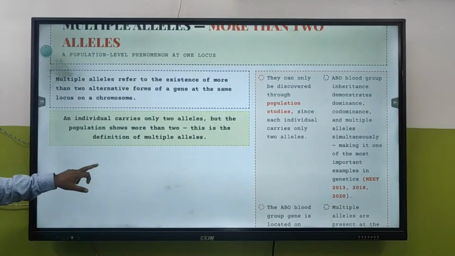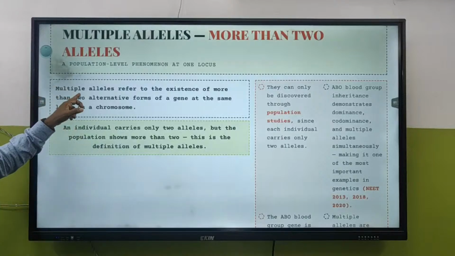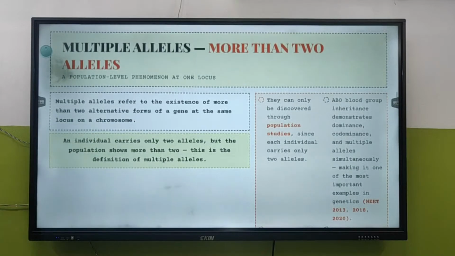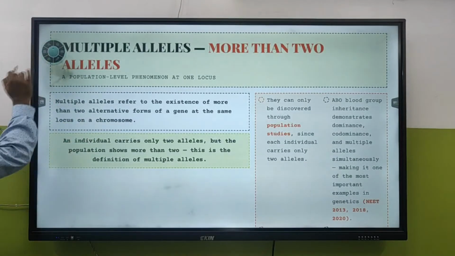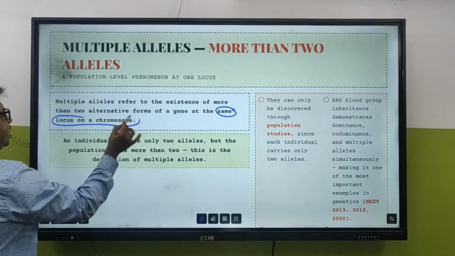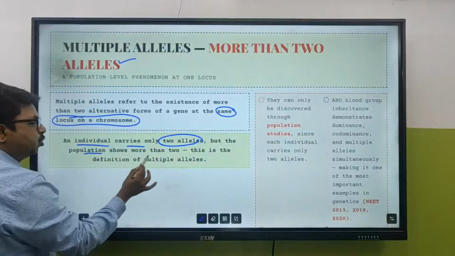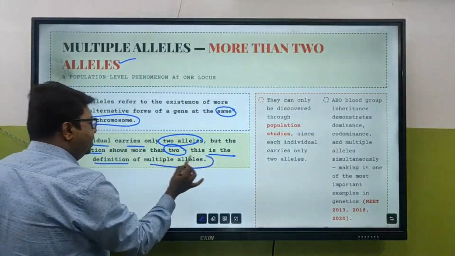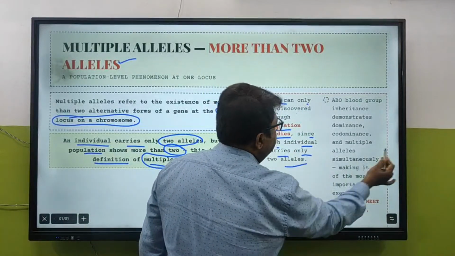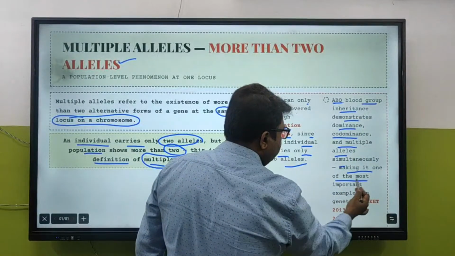Multiple alleles, more than 2 alleles. See, a population level phenomenon of 1 locus. Multiple alleles refer to the existence of more than 2 alternative forms of a gene at the same locus. Clear? At the same locus. So more than 2 alleles present on the same locus is the best example of multiple allelism. An individual carries only 2 alleles, but the population shows more than 2. This is the definition of multiple allelism. They can only be discovered through population studies since each individual carries only 2 alleles. ABO blood group inheritance demonstrates dominance, codominance, and multiple allelism simultaneously, making it one of the most important topics in genetics.